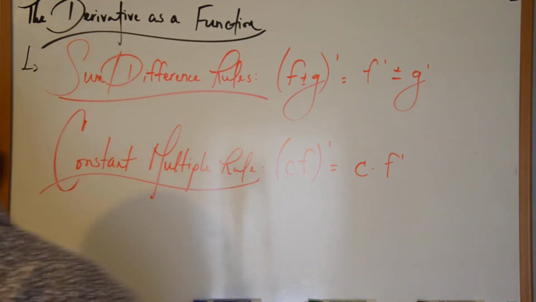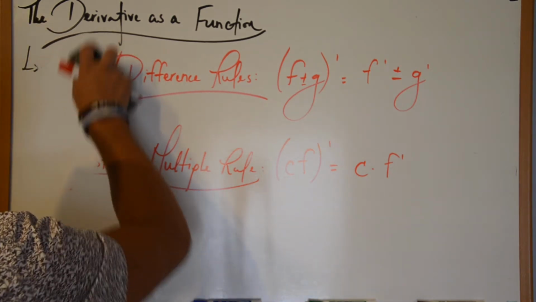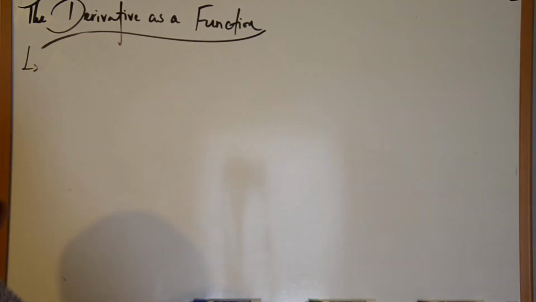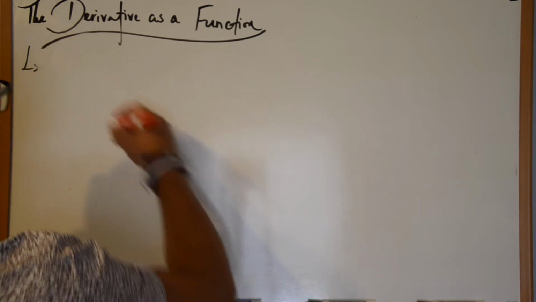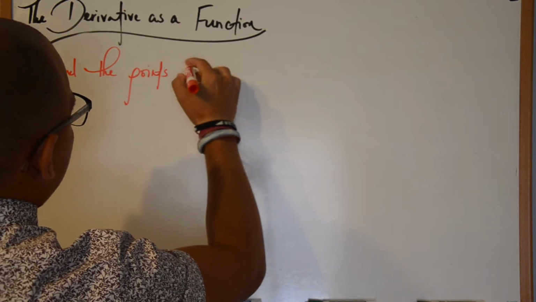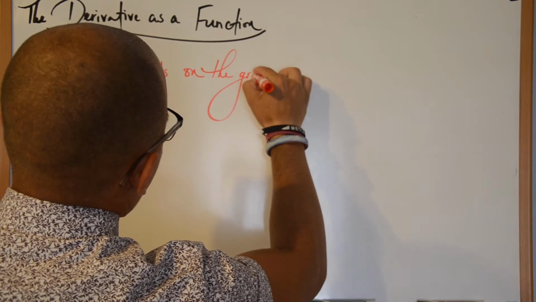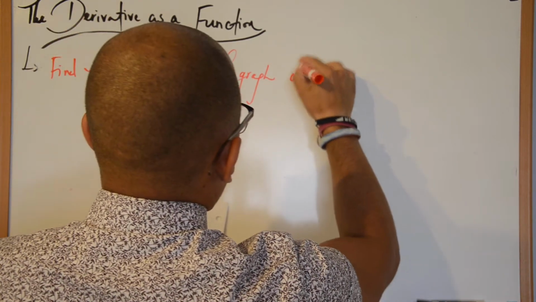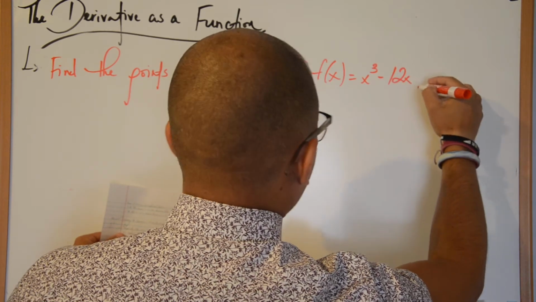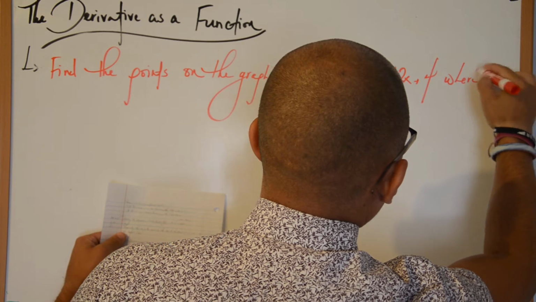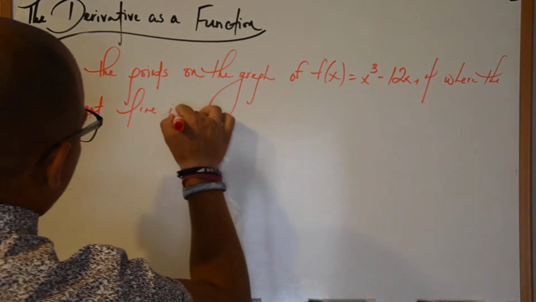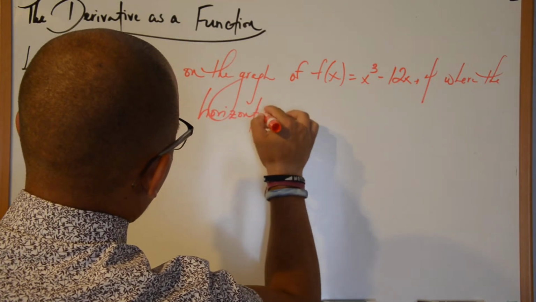So let's get into some application, because this is going to be another 2-part video. The beginning of derivatives is extremely comprehensive. So let's say we're tasked with finding the points on the graph of f of x equals x cubed minus 12x plus 4 where the tangent line is horizontal.